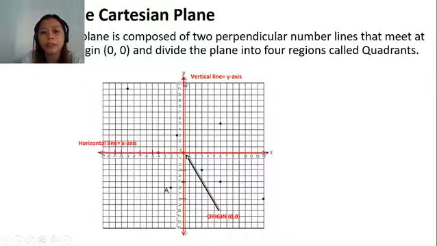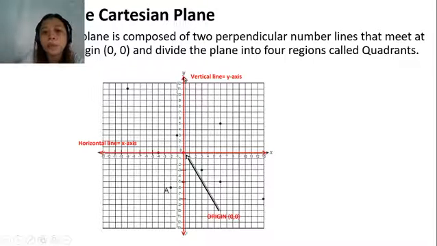So, we have two perpendicular lines across here. The Cartesian plane is composed of two perpendicular number lines that meet at the point of origin. This is the point of origin, your (0, 0). And it divides the plane into four regions called the quadrants. So, this is your first quadrant, second quadrant, third quadrant, and fourth quadrant. This is the vertical line, which is your y-axis, and the horizontal line, which is your x-axis.